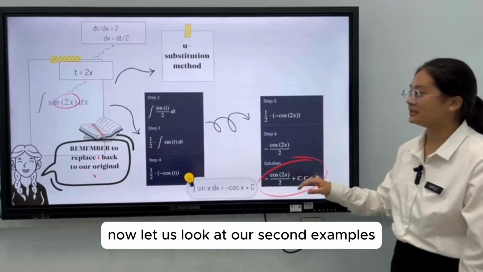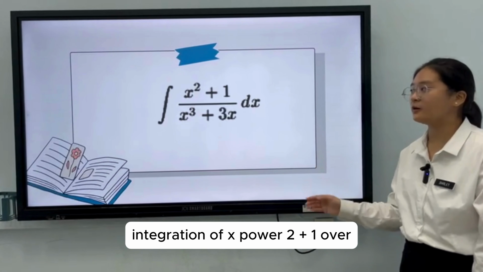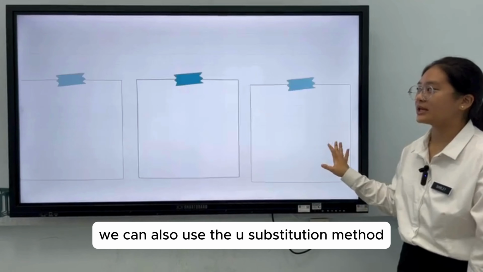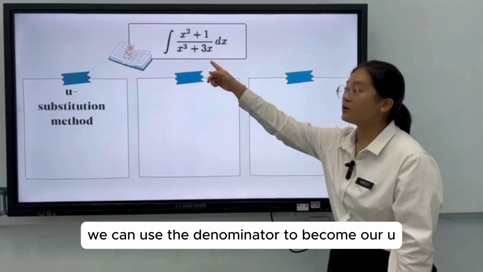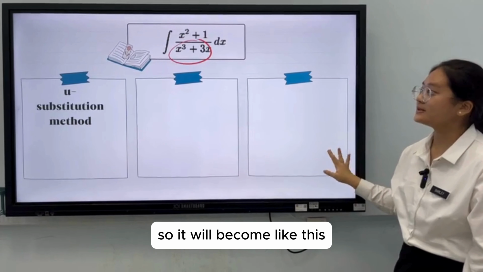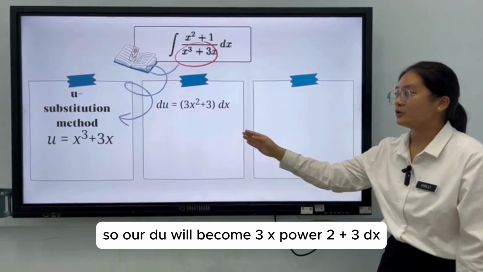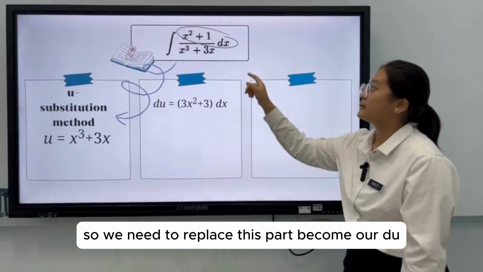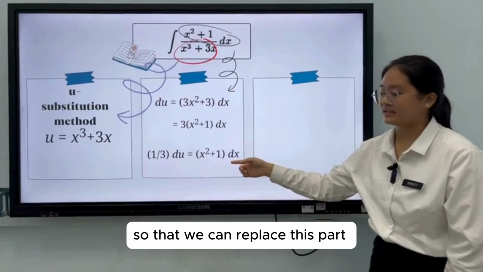Now let us look at our second example. Our second example is integration of x power 2 plus 1 over x power 3 plus 3x dx. To do these kinds of questions, we can also use the u substitution method. We have learned that we can use the denominator to become our u. So it will become like this. Now we need to differentiate our u. So our du will become 3x power 2 plus 3 dx. So we need to replace this part with our du. We need to rearrange it so that we can replace this part.